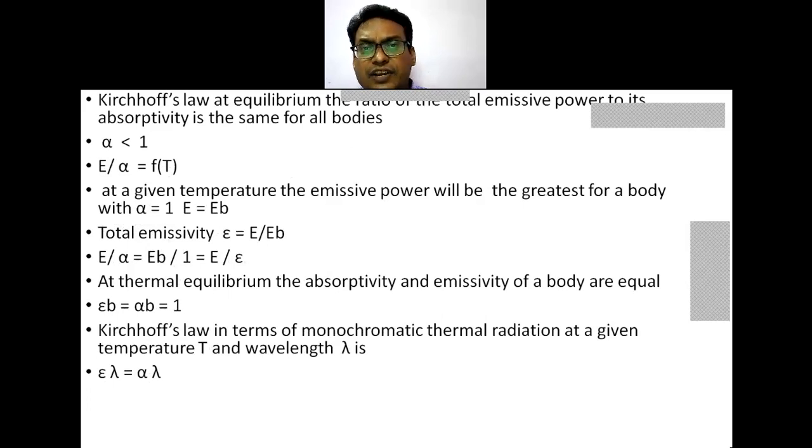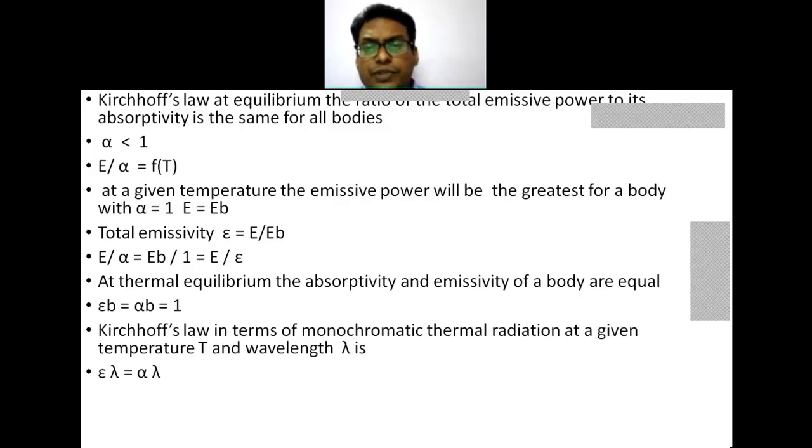By Kirchhoff's law, at equilibrium the ratio of the total emissive power to the absorptivity is the same for all bodies. If alpha is less than 1, emissivity and absorptivity are functions of temperature. So at a given temperature, the emissive power will be the greatest for a body when alpha equals 1, and in that situation E will be equal to Eb, the emissive power of a black body. Then the total emissivity equals the emissive power upon the emissive power of a black body. So E upon alpha equals Eb upon 1, which equals E upon epsilon.